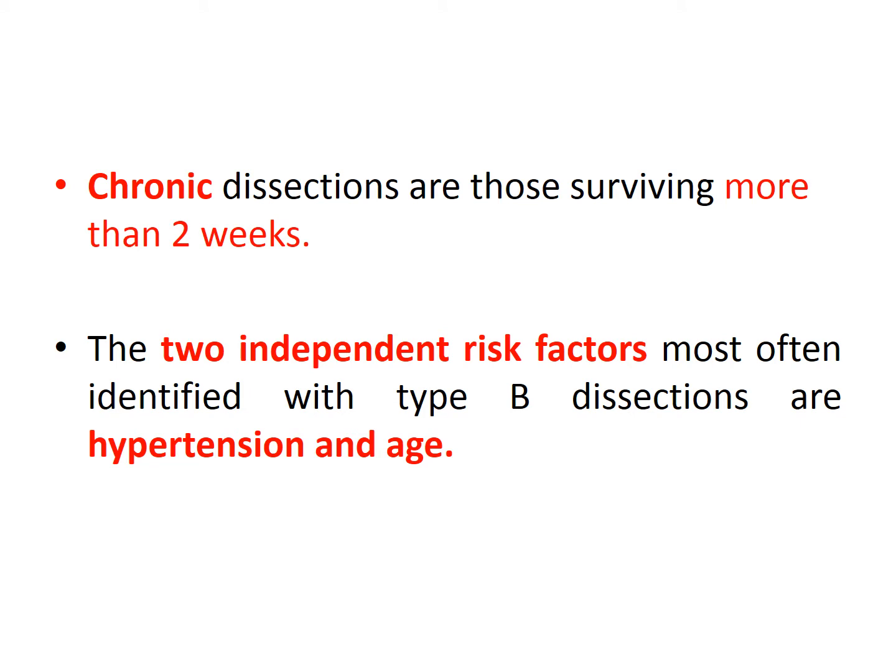Chronic aortic dissections are those surviving more than 2 weeks, and there are two important independent risk factors that are most often identified in patients with type B dissections, which are hypertension and age.